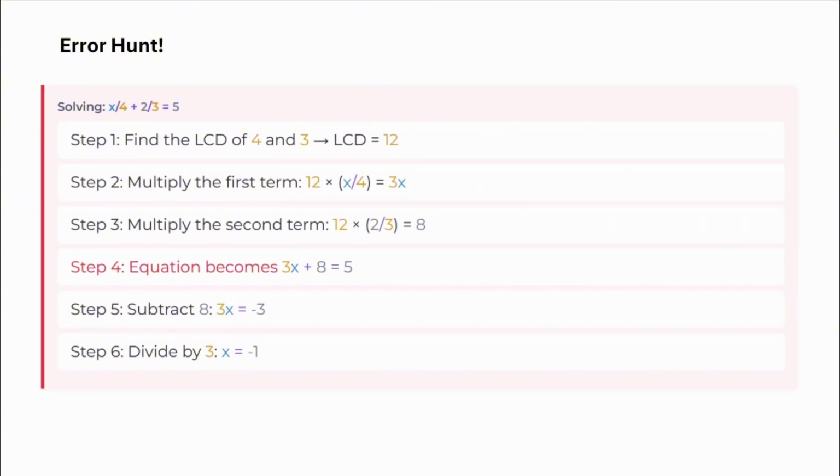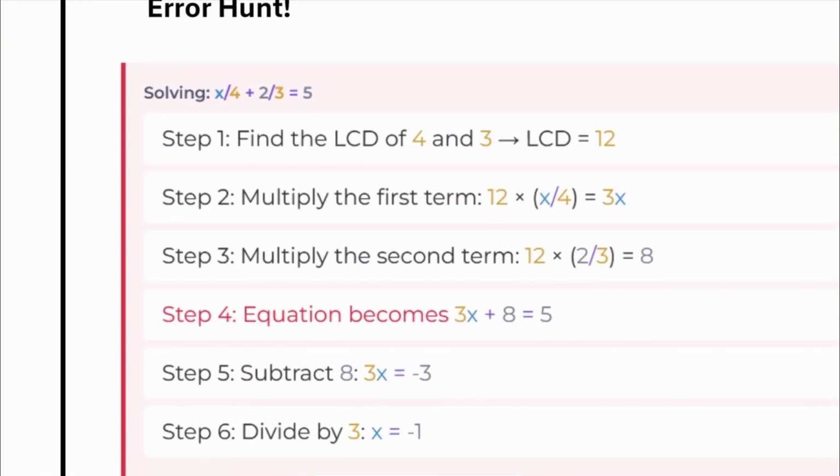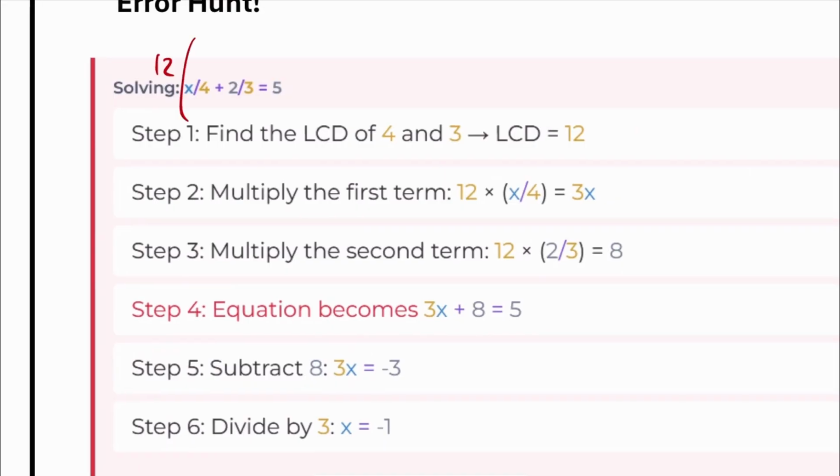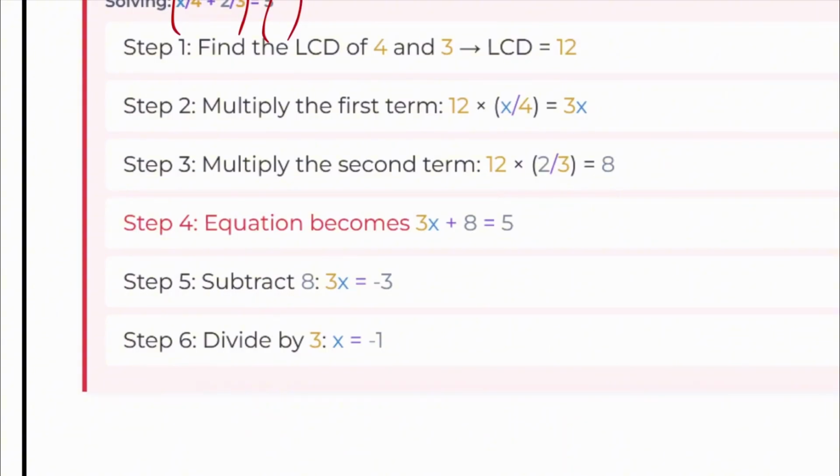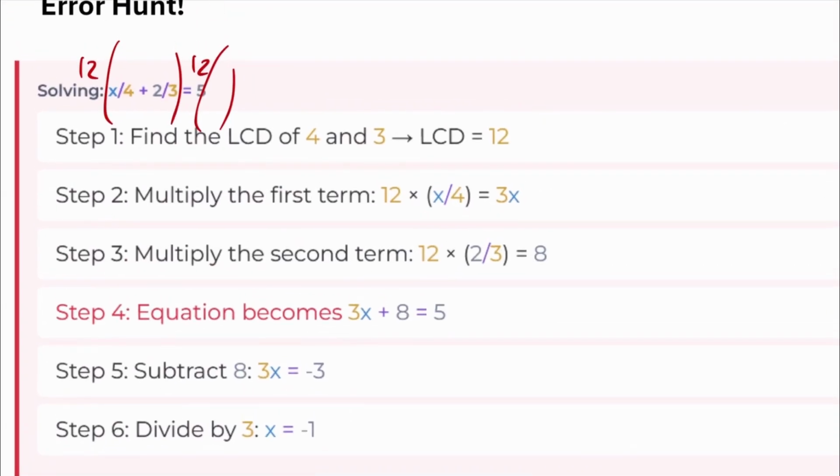I do have x over 4 plus 2 over 3 is equal to 5. So obviously, I have to find a common denominator. The LCD is 12, right? Multiply the first term, 12, by x over 4. The 12 should be multiplied by this side, the whole thing, and 12 should be multiplied by this side, the whole thing. So I do have 12 times x over 4 is equal to 3x, easy. After that, I'm going to multiply the 12 by the second term, 2 over 3, and I do have it as 8, right? So in step 4, I do have 3x plus 8 is equal to 5.